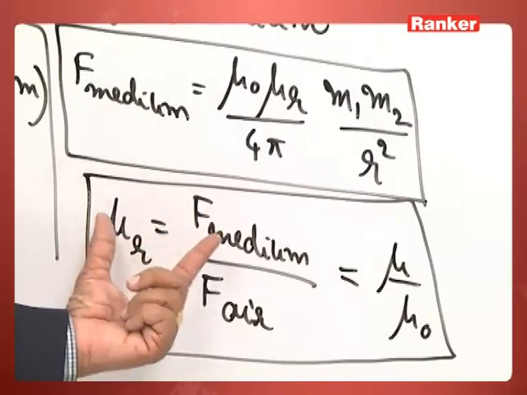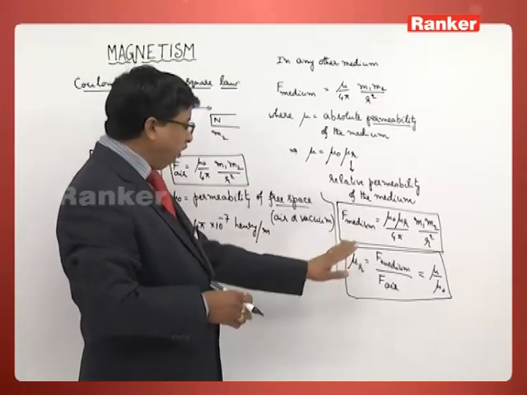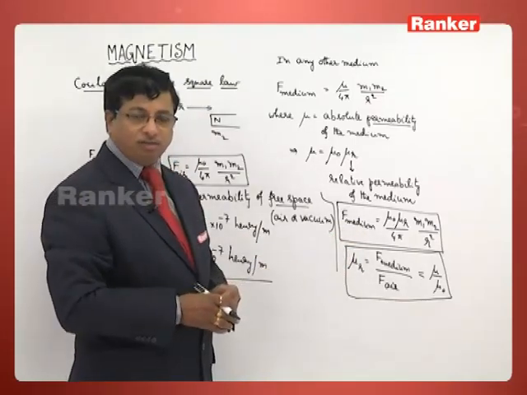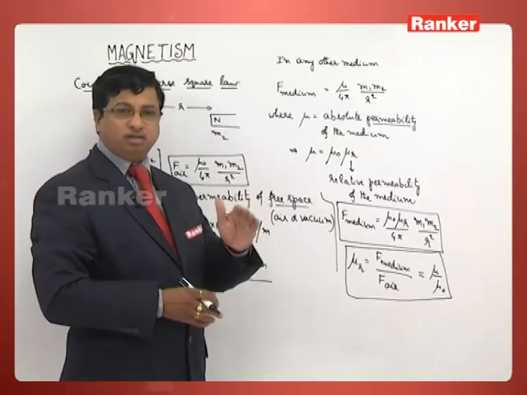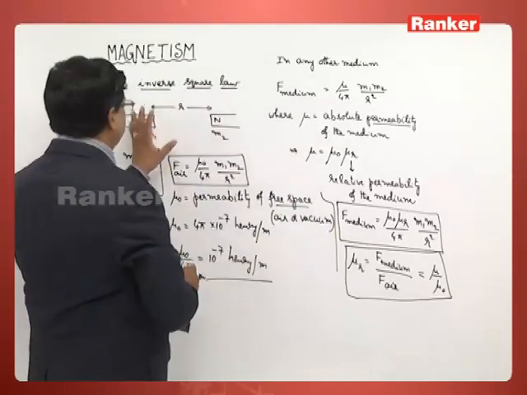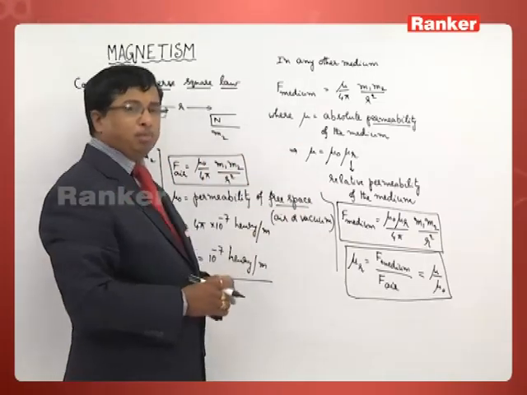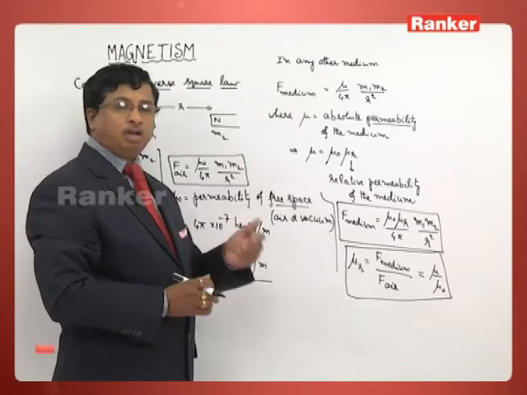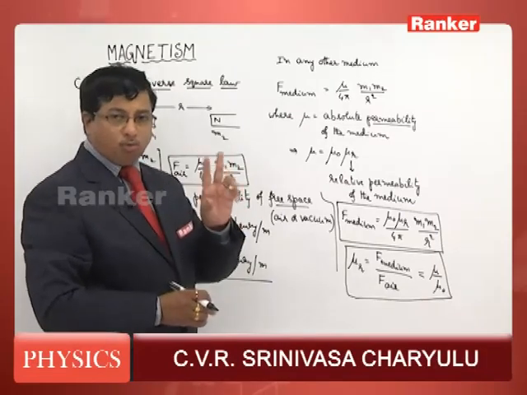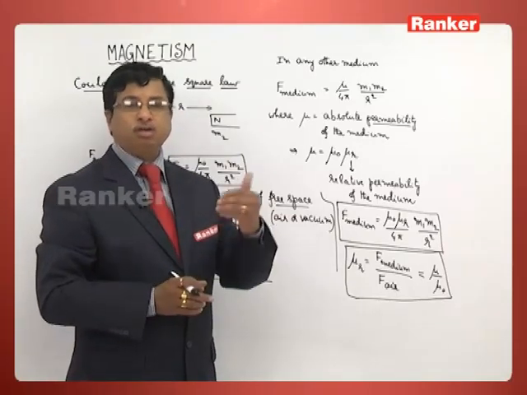What one should understand from this is that F medium will be greater than F air. That is the case. So this is actually the concept of Coulomb's inverse square law, which gives us the idea about the force of interaction between two magnetic poles when they are separated by a certain distance.